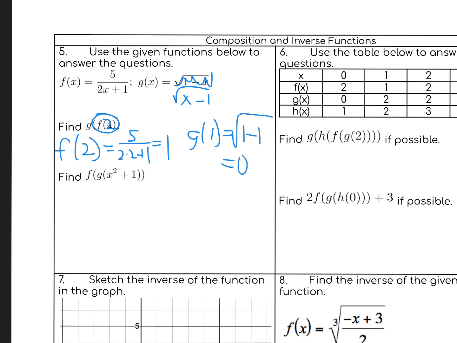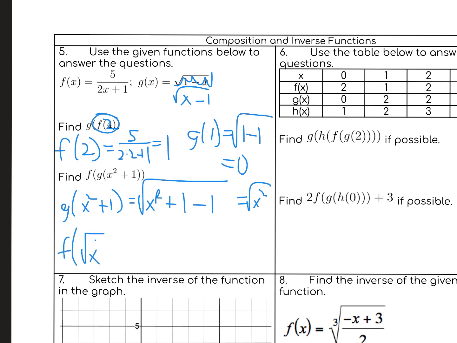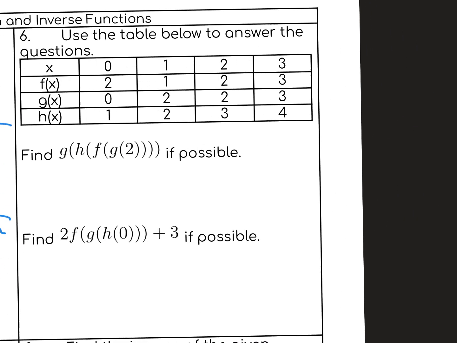F of g of x squared plus 1. So g of x squared plus 1 is the square root of x squared plus 1 minus 1, which is just the square root of x squared. F of the square root of x squared is 5 over 2 times the square root of x squared plus 1. I didn't rewrite the square root of x squared because a lot of y'all are going to want to write that as just x. It's technically not just x, it's the absolute value of x, but the process is accurate, what we just did.